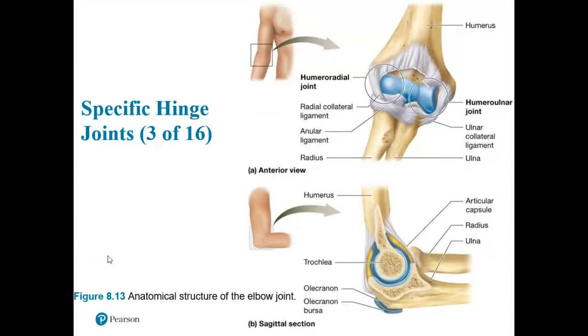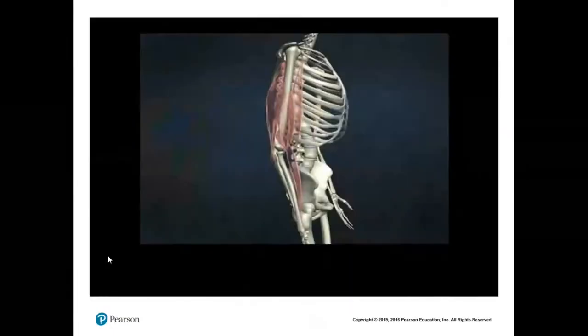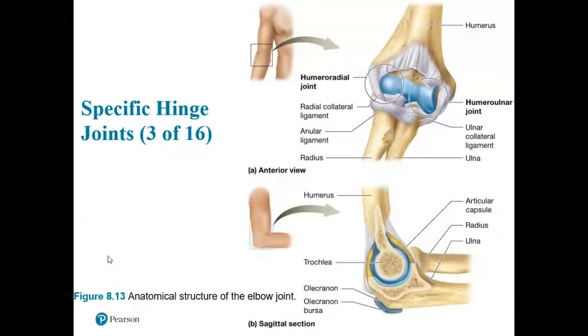Okay, so I just want to show you some very particular, very specific samples here, and then we'll go ahead and call it a lecture. What we're looking at is the elbow joint. The elbow joint contains two smaller joints, if you will, right?